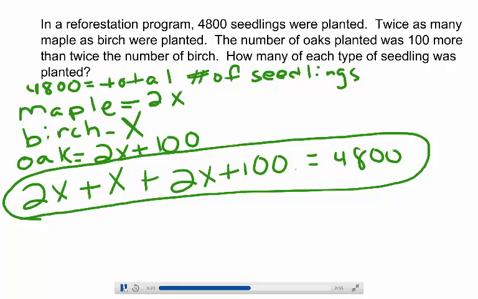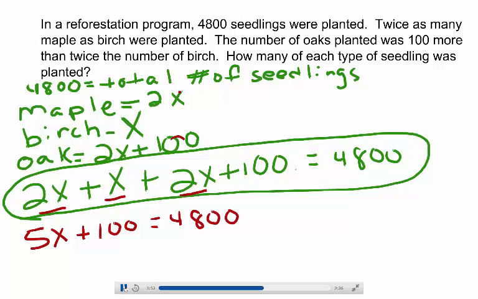First, I'm going to combine my like terms. I'll look at all of my x terms. I have 2x plus x plus 2x. Altogether, that gives me 5x. So now I can write my equation as 5x plus 100 equals 4,800.